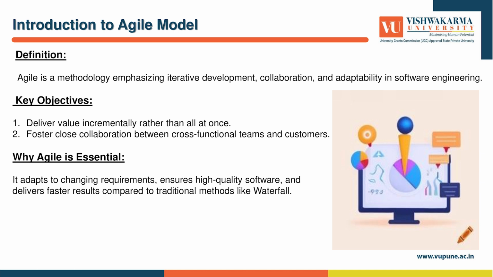The key principles of Agile are: first, people and communication over process and tools. Agile values collaboration between team members over strictly following processes. Second, working software over documentation. The priority is to build software that works rather than getting lost in documentation. Third, customer collaboration over contract negotiation. Agile teams work closely with the customer to ensure the product meets their needs. And fourth, responding to change over following a plan. Agile encourages flexibility, allowing teams to adapt to changing requirements as the project evolves.